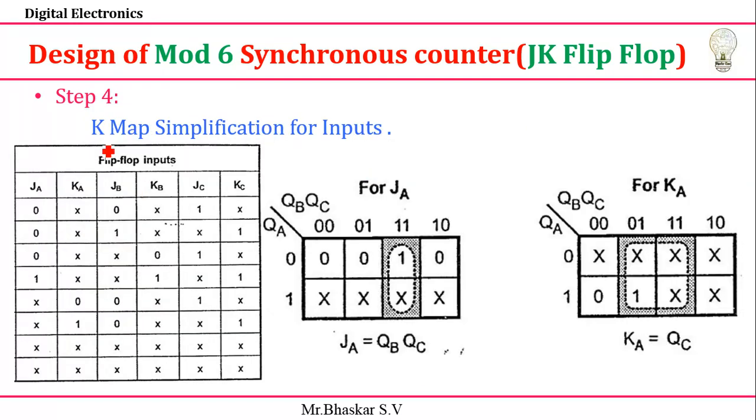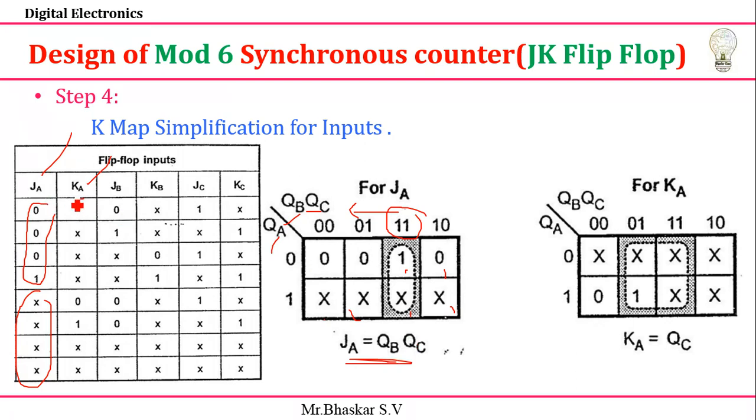Let's check it out here. I'm going to write the first case for JA and KA. For JA, the inputs QA, QB and QC are the three variables. Now fill the values. You can see the first four values I'm filling here: 0, 0, 0, 1. Next, the remaining ones are XX, XX, XX. Fill this and come back here. Next, I'll do the grouping of these two. If I group these two, because of 1, 1, I'll get QB dot QC. So JA is QB dot QC.